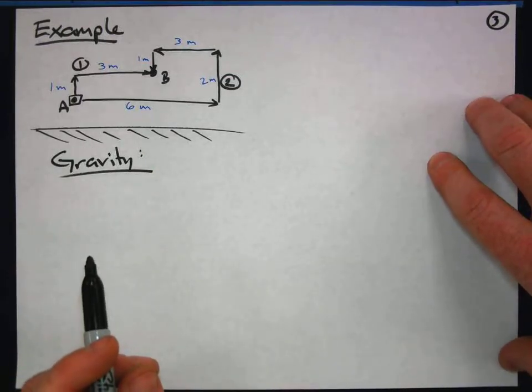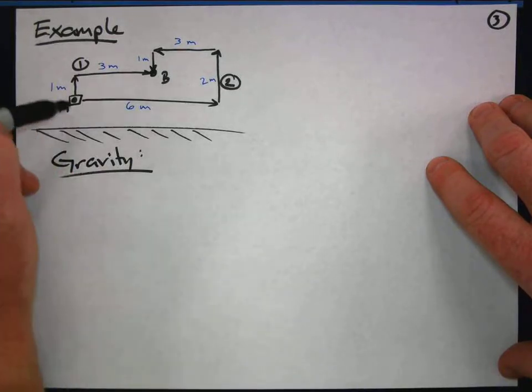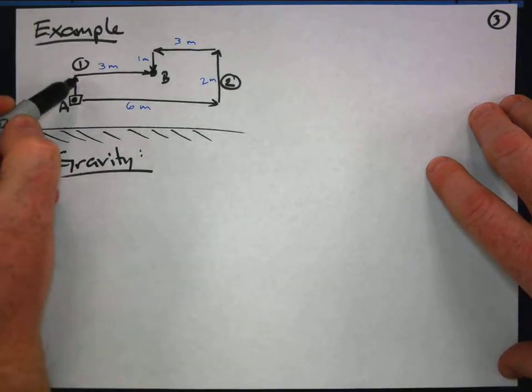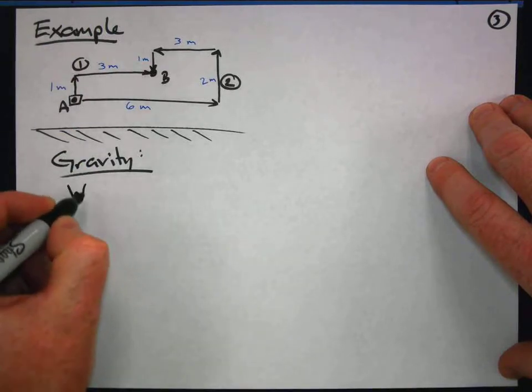So what we want to make a note of is the fact that gravity is only acting straight down, and here our pathway is up. So for this first segment, we have the work done by gravity.